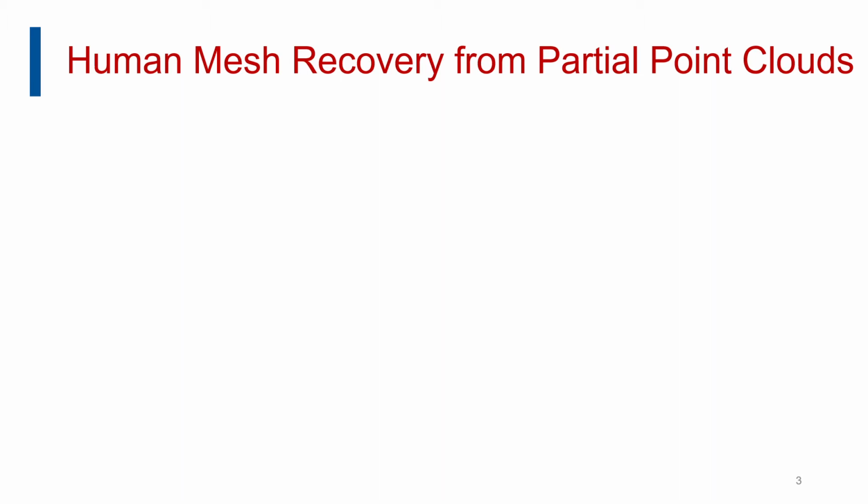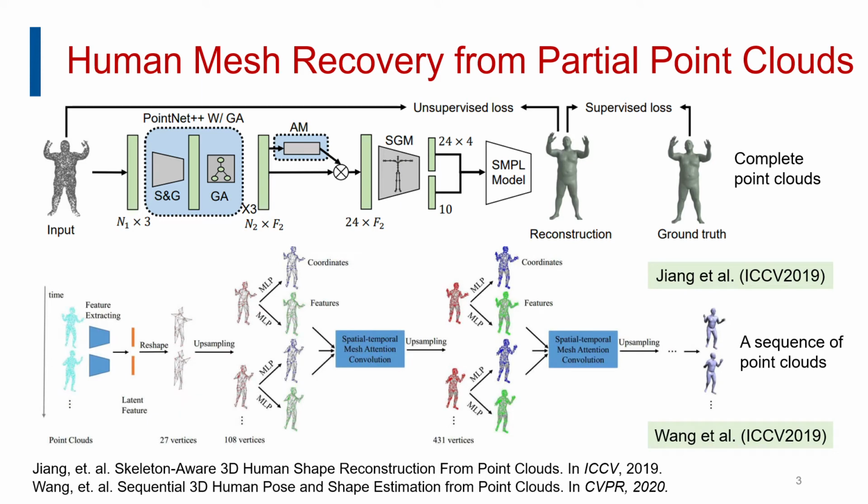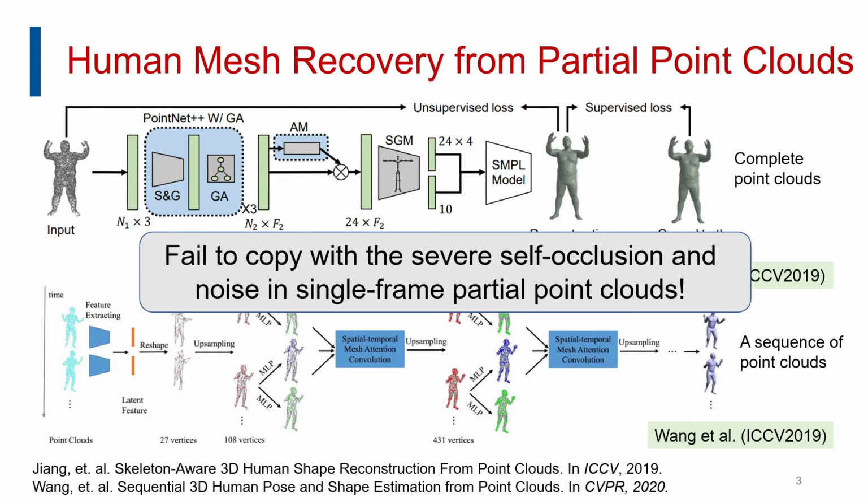Recent works have also tried to recover 3D human meshes from point clouds. Jiang et al. propose a skeleton-aware network to predict human mesh from complete human point cloud scans, but failed to generalize well to partial human scans. Wang et al. used a coarse-defined spatial temporal mesh attention convolution module to predict human meshes from sequences of partial point clouds. In their framework, temporal dependencies are vital to rectify the flaws caused by partial scans. However, existing approaches are not yet able to reliably cope with a single frame of partial point clouds that are affected with severe self-occlusions and noises.